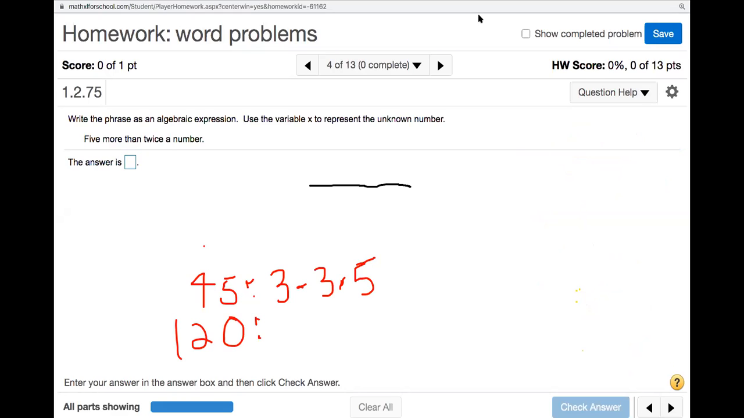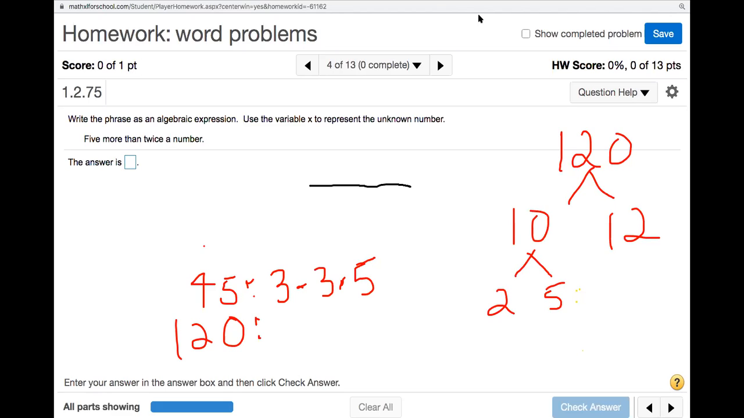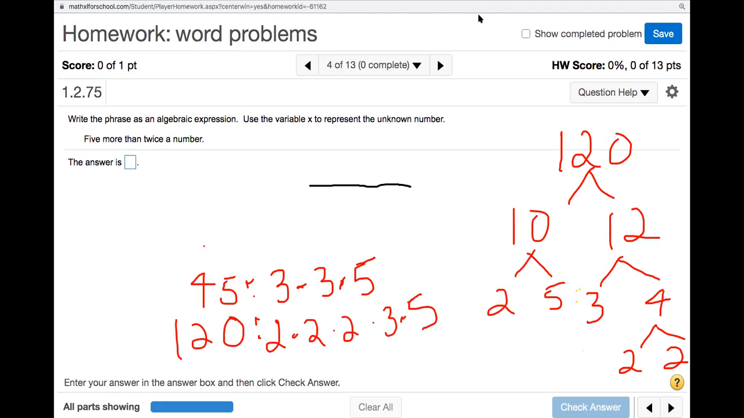All right. So 120, what 2 numbers multiply to give you 120? 10 and 12, 12 and 10. It doesn't matter which 2 you choose. Is 10 a prime number? Can we find 2 numbers that multiply to give us 10? Absolutely. 2 times 5. 12, what are 2 numbers that multiply to give us 12, guys? 3 times 4. 4, what are 2 numbers that multiply to give us 4? 2 times 2. You see that? Okay, guys, so now we're going to list the prime factors. 2 times 2 times 2 times 3 times 5.